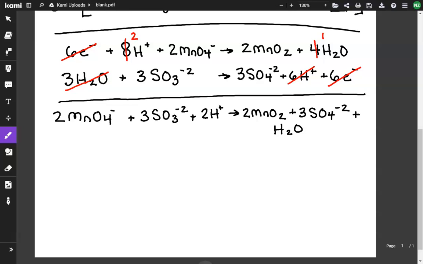So here's the only difference between basic and acidic redox reactions. So for basic reactions, this is only for basic reactions. The number of hydrogens that you have, you're going to cancel out by adding OH to both sides. You're going to add the number, so I need actually 2 OHs here.